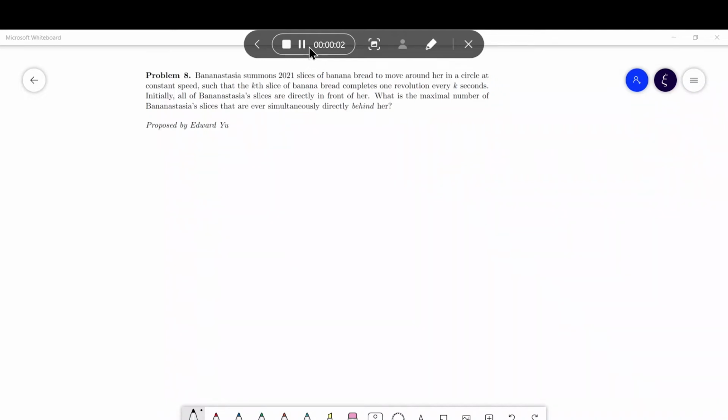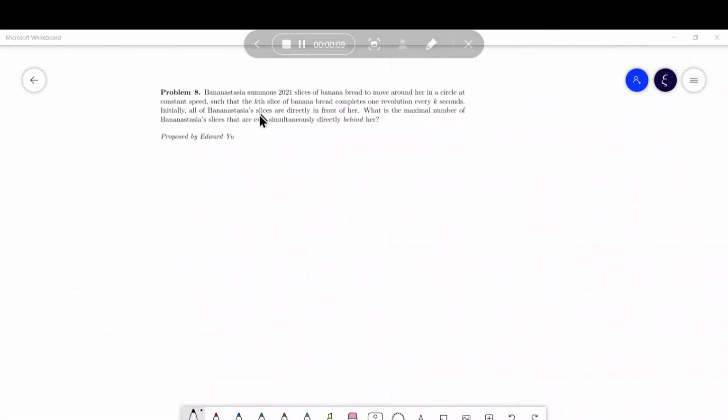Okay, hi. I'll be explaining the solution to problem 8 of the Washington Gold HMMT PUMaC TST number 2021. So the problem is here. Bananastasia summons 2021 slices of banana bread to move around her in a circle at constant speed, and the kth slice completes 1 revolution every k seconds. Given that all of the slices are directly in front of Bananastasia to start with, we want to find the maximum number of slices that are ever simultaneously directly behind her.